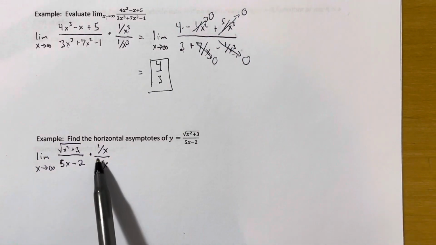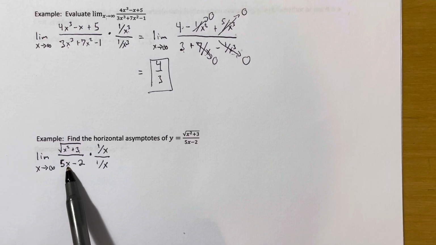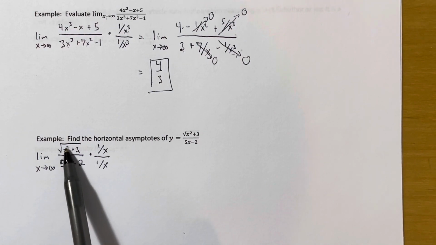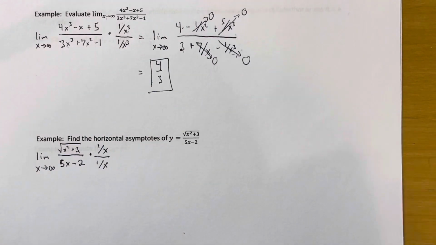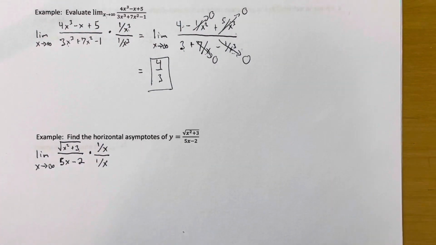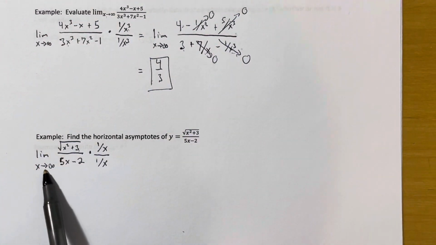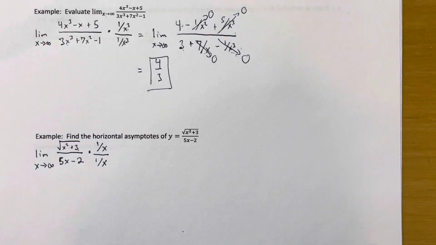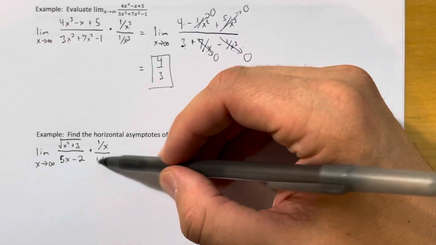And so what I'm doing is I'm thinking down here, the highest power on my x is a 1. Up here, that x squared, I don't want to just think of it as an x squared. Think of it as the square root of x squared, which simplifies to the absolute value of x. Although since x is positive, that would just be x. So x up here, that's why I'm multiplying by 1 over x over 1 over x.